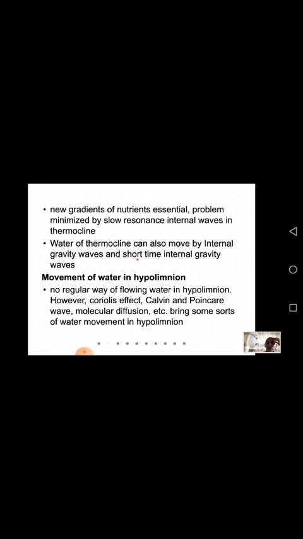move by internal gravity waves and shorter-period internal gravity waves. So there are signs of waves you will be observing, and those smaller movements can also help organisms. Then there is the movement of water in the hypolimnion. Since the hypolimnion water always remains dense and stable, it has very little movement, and the physics of water has differentiated two different kinds of water movement there. One is the Kelvin and Poincare waves, and the other is molecular diffusion, as we have already discussed before.